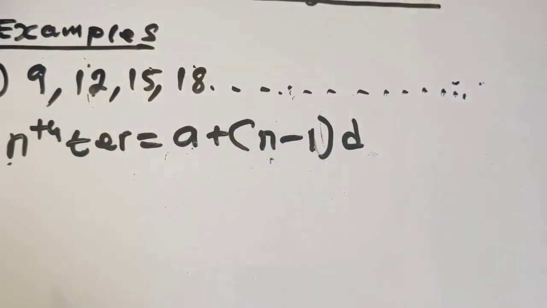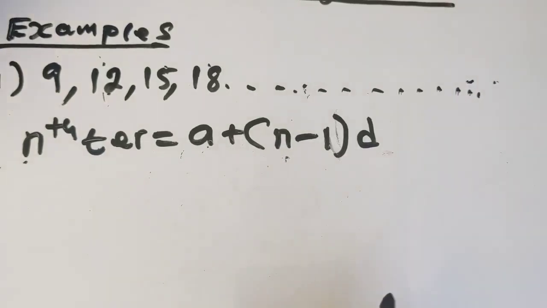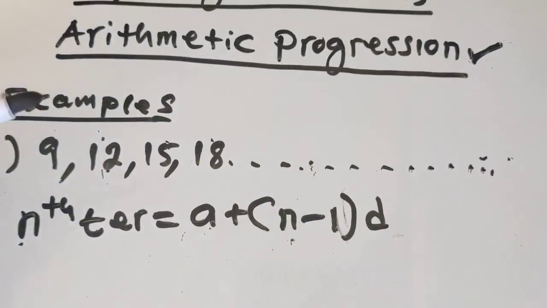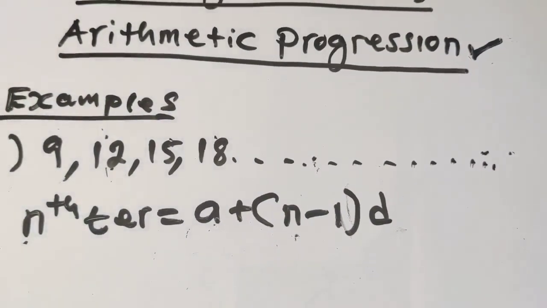You need to know this formula because this formula will never be given. This topic, arithmetic progression, only comes in paper 1. In paper 1, you are not given the formula. So make sure that you know this formula by heart because no one will give it to you. The nth term is equal to a plus open bracket n minus 1 close bracket, then d.